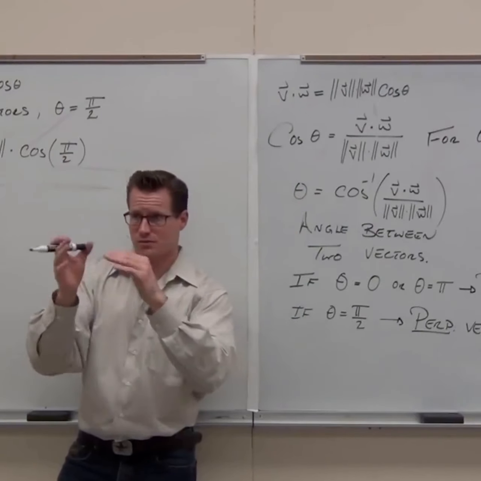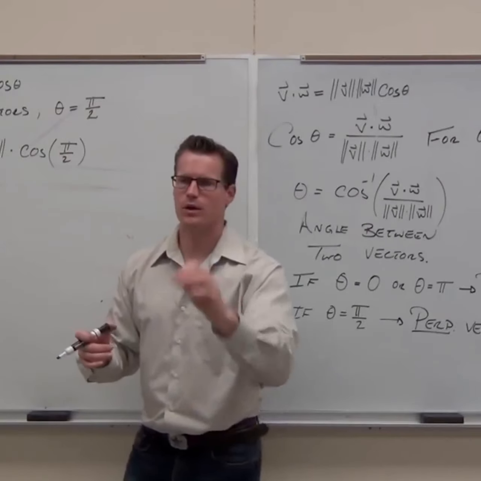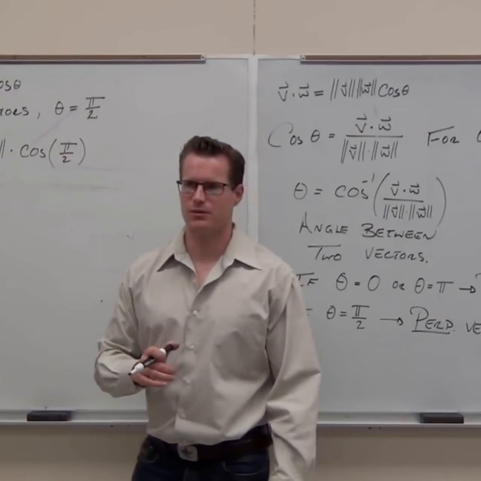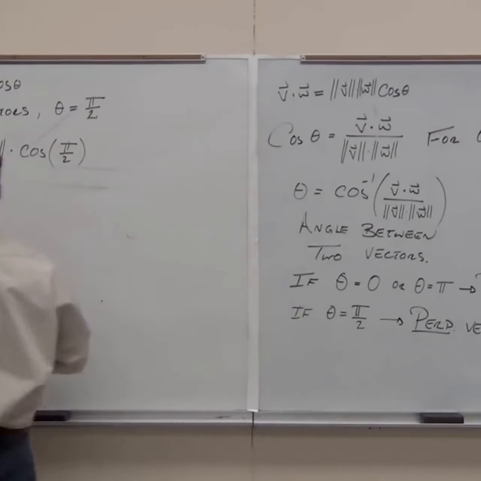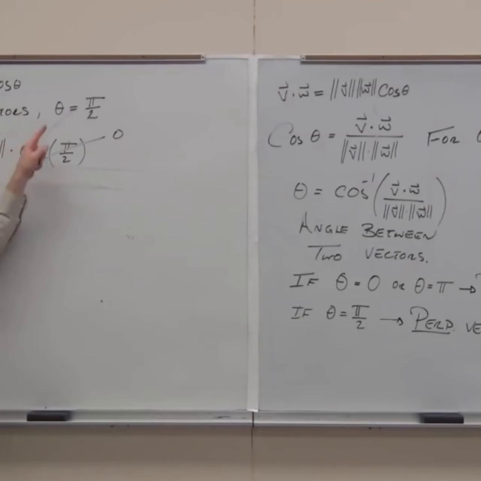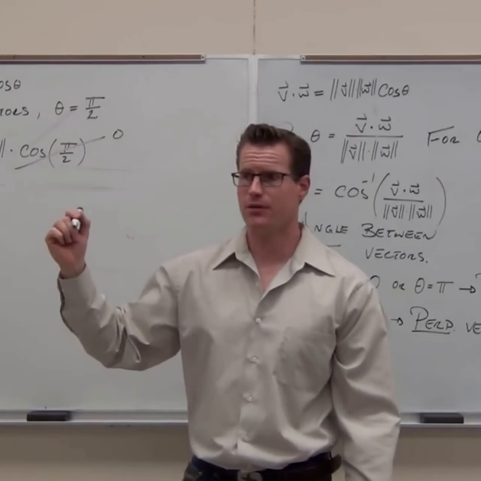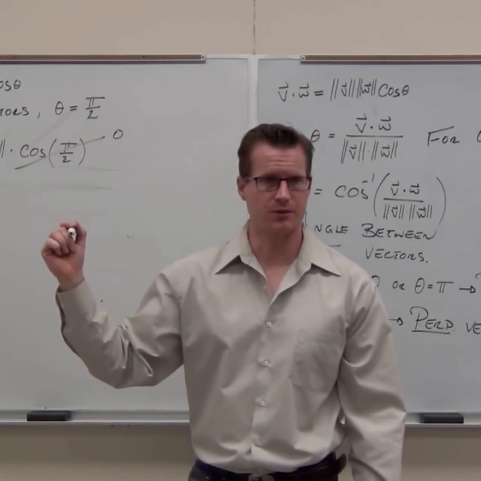Pi over 2 is perpendicular. It's orthogonal. You follow? Now you tell me right now. What's cosine of pi over 2? 0. What's a scalar times a scalar times a 0? 0. I'm getting the chills right now. It's so cool. This is how you show that two vectors are perpendicular.